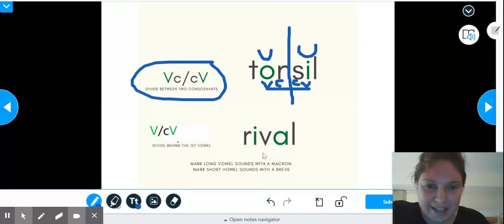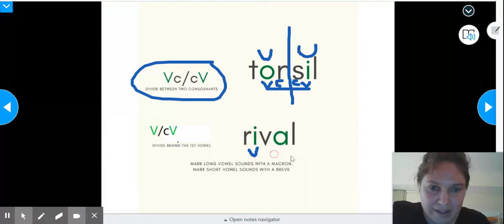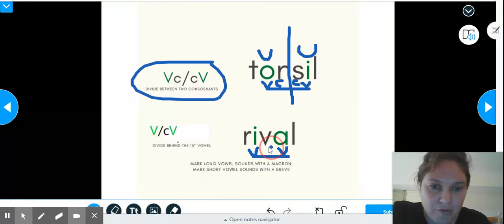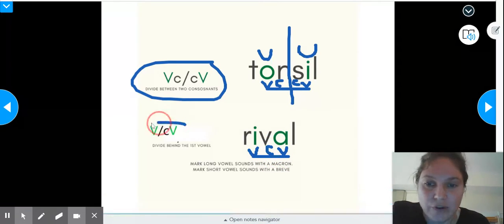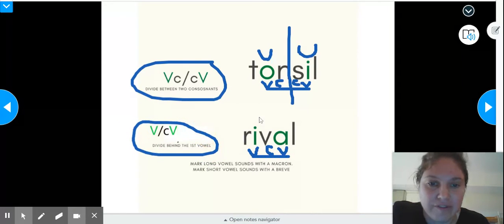Let's look at the second word. Mark your vowel, I. Mark your vowel, A. So two vowels means two syllables, but I only have one consonant between. According to syllable division pattern number 2, we can divide behind the first vowel. Now I have two syllables.